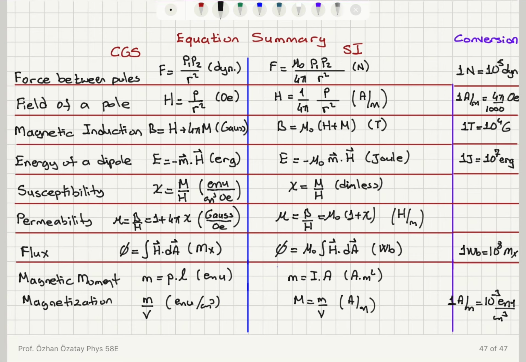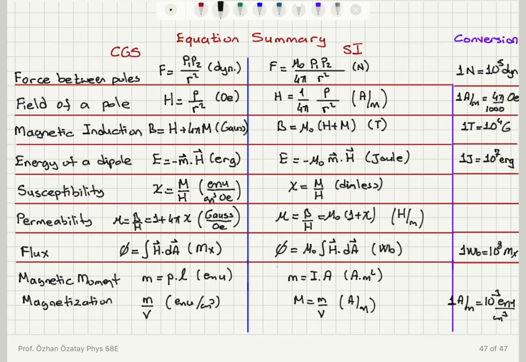Energy of a dipole is minus m dot H, which is measured in ergs. M is in EMU, H is in Ørsted, and minus mu0 m dot H, or minus m dot B if you wish. That is in SI and measured in joules. 1 joule is 10 to 7 ergs. Susceptibility is dimensionless in SI. In CGS it's EMU per centimeter cube Ørsted. Permeability is Gauss per Ørsted in CGS, Henry per meter in SI because susceptibility is dimensionless.